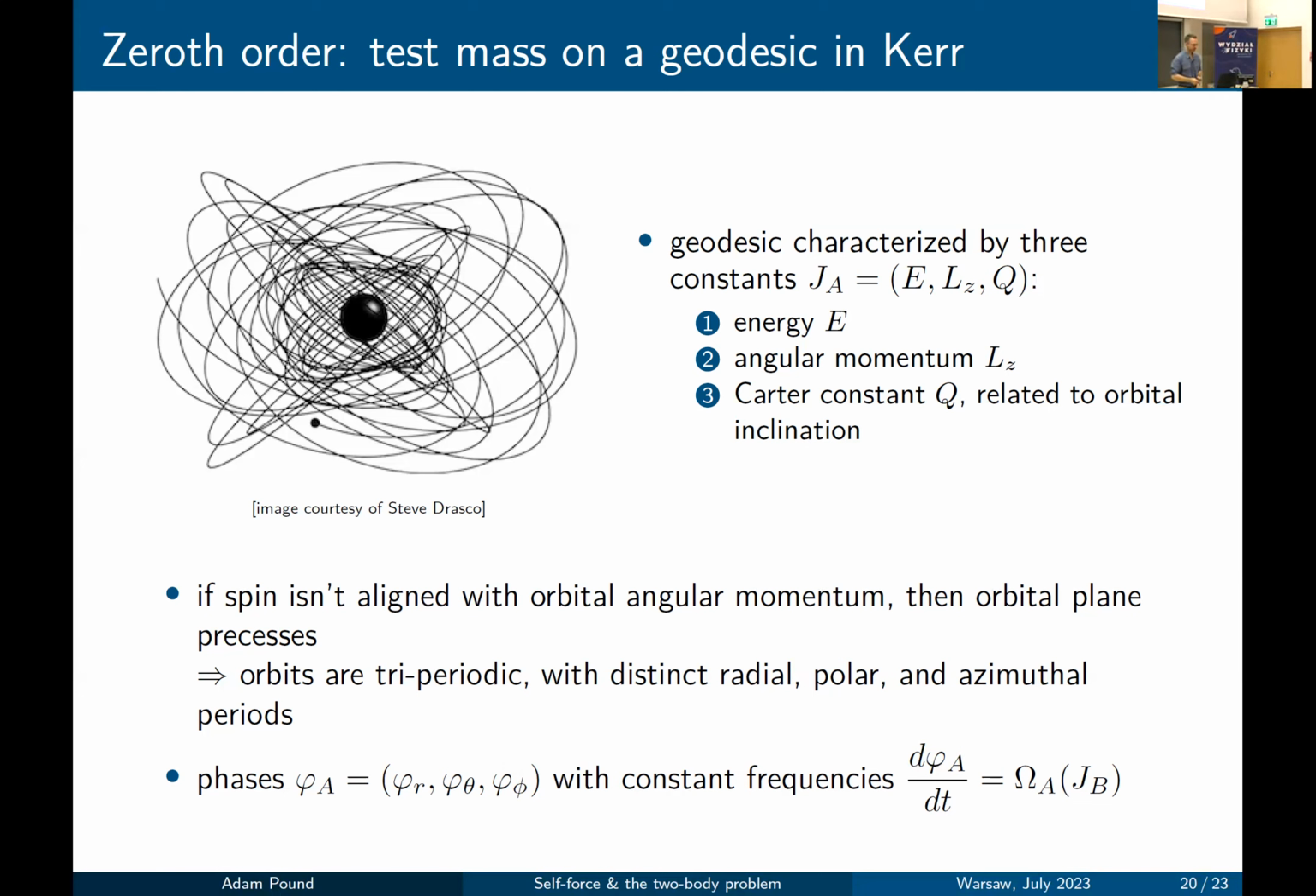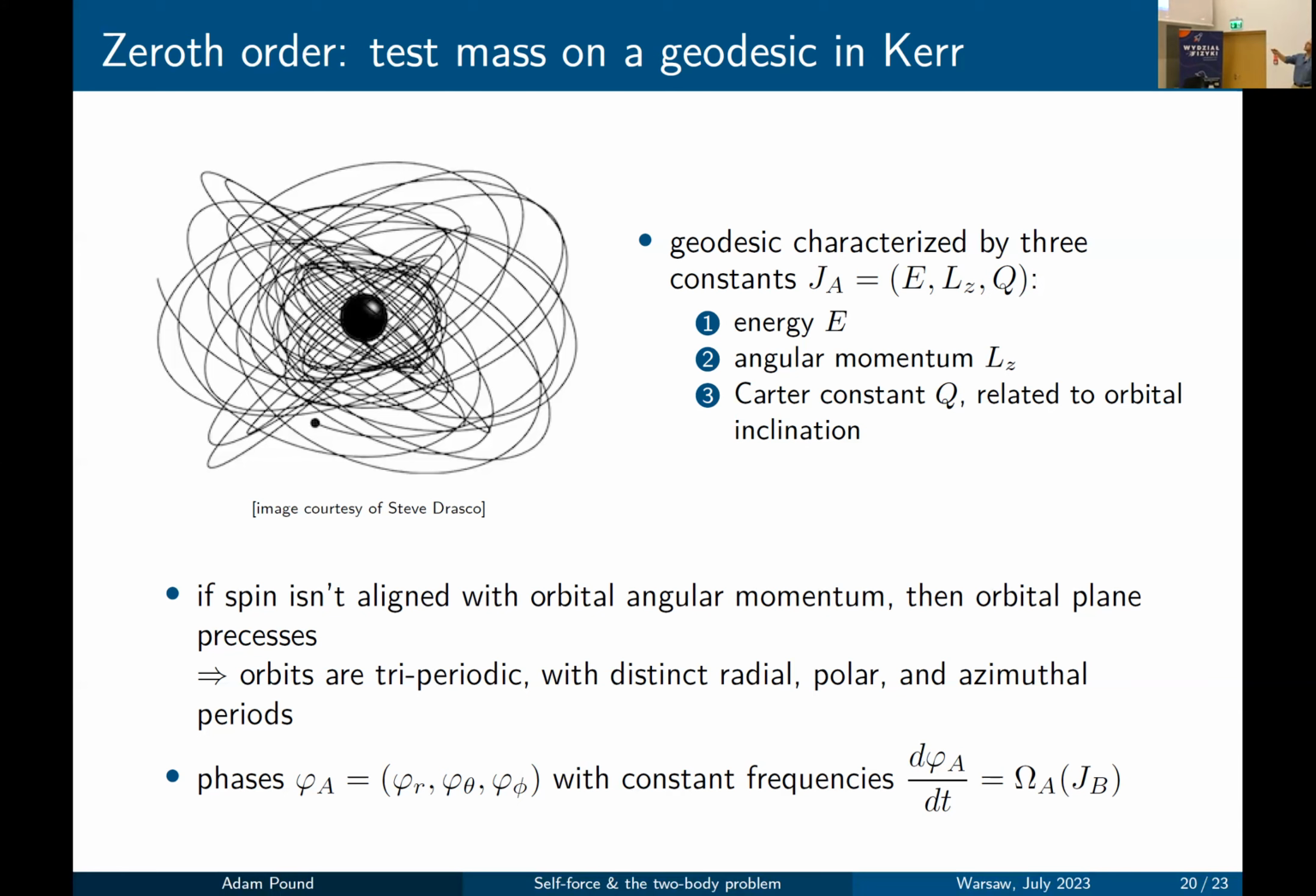Okay, so in order to understand the behavior of this perturbative scheme, and in order to get a more precise scaling estimate for what order we need to go to, let's start with 0th order. So in 0th order, we just have a test mass on a geodesic in Kerr spacetime. So just the test mass is already very complicated motion. This is non-trivial, but it is integrable.